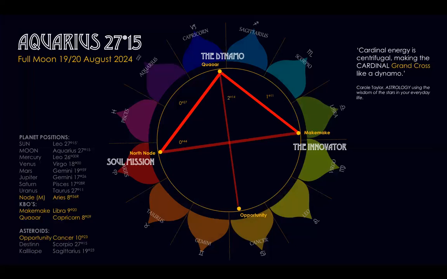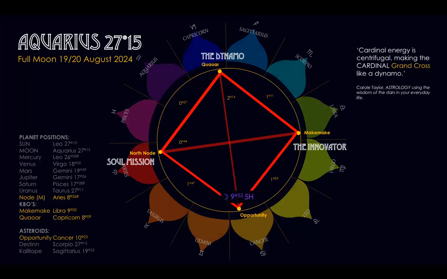The fourth point is an asteroid called Opportunity. This is the largest orb out of all of the orbs for all of the Grand Crosses at 2 degrees 14. Anything under 3 degrees orb is considered pretty close as an aspect. And then Opportunity is square the North Node and Makemake.